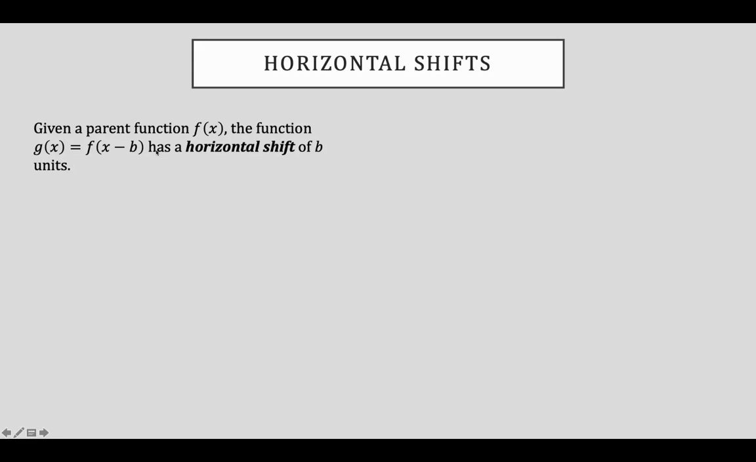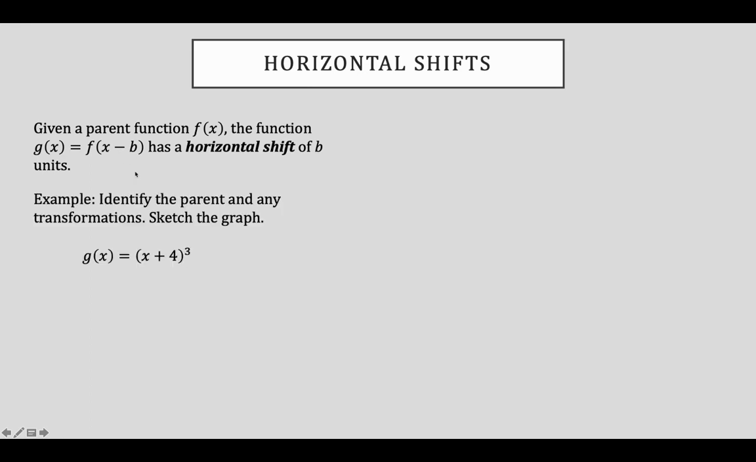We also have horizontal shifts. Given a parent function f of x, the function g of x equals f of x minus b has a horizontal shift of b units. Notice that a horizontal shift occurs when we subtract a constant inside of the parent function. Okay, we are subtracting a constant b inside of the parent function.